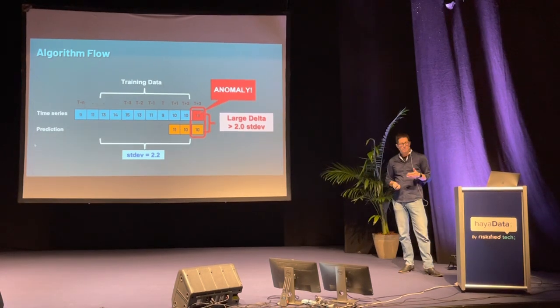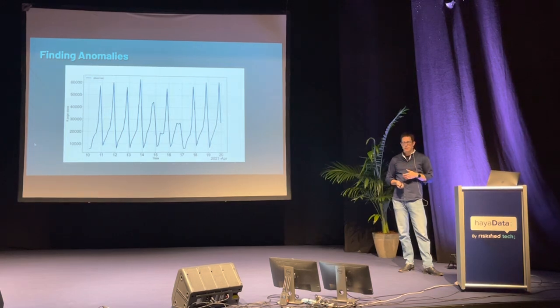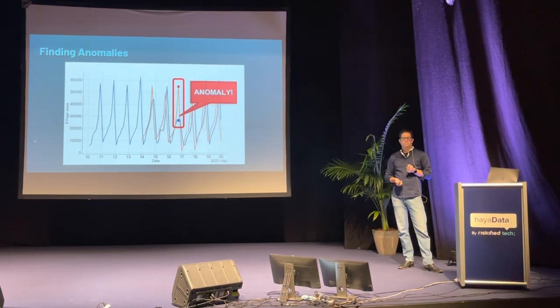All right, that's great. If we look at a graph of how it looks over time, we can see the data here. This is the prediction. You see the prediction is off from the actual data. Again, this is an anomaly.